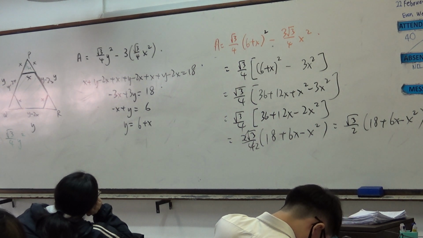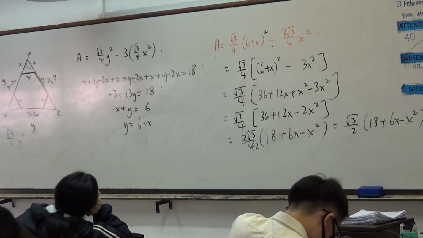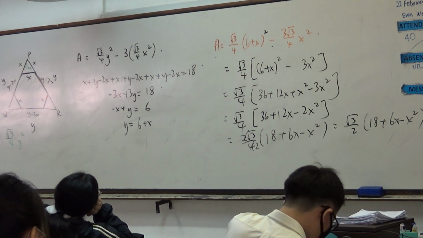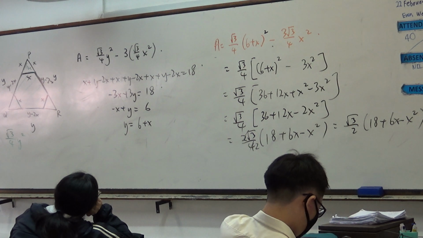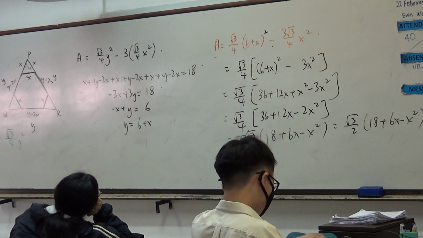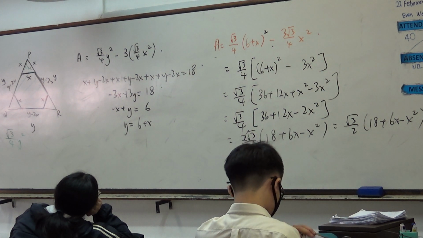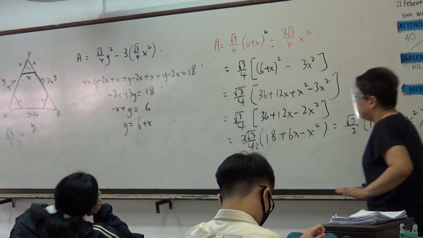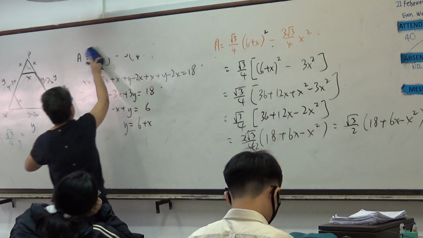Okay. Now, next part 3. Let's look at part 3, the last part already. No homework today. So please pay attention. Part 3. Hence, find the maximum value of A as x varies, justifying your answer. Now, I'm not going to go through the detail, but I'm going to tell you what it means here.